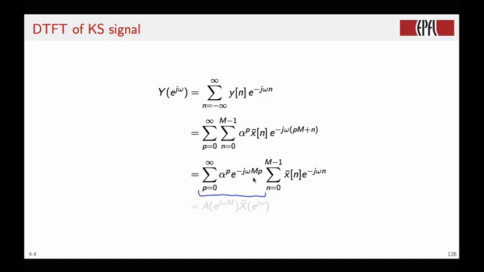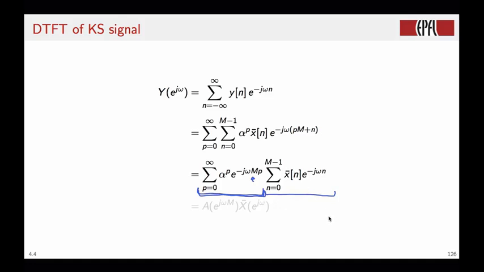So if it wasn't for this big M here, this would be a discrete time Fourier transform of a sequence that starts at 0 and goes to infinity and whose samples take the value alpha to the power of p. Namely, this is the DTFT of an exponentially decaying sequence, except for this factor here. We'll see how to take care of this in a second. The second factor is equal to the DTFT of a signal that is equal to the basic pattern from 0 to big M minus 1 and 0 everywhere else.